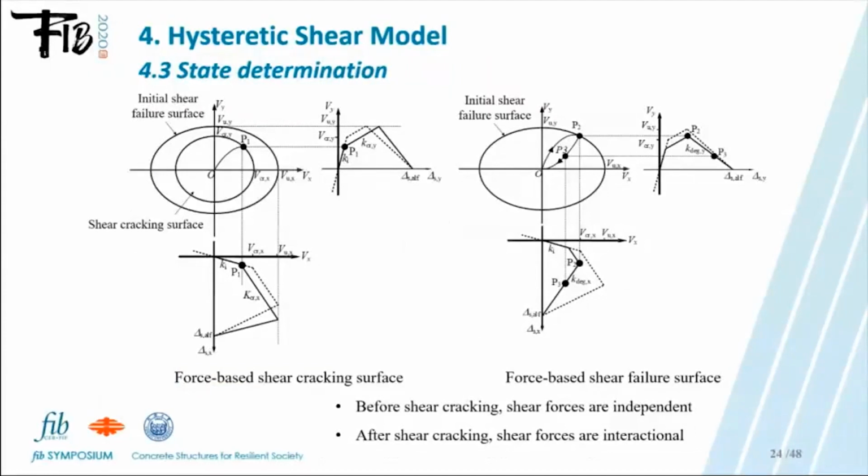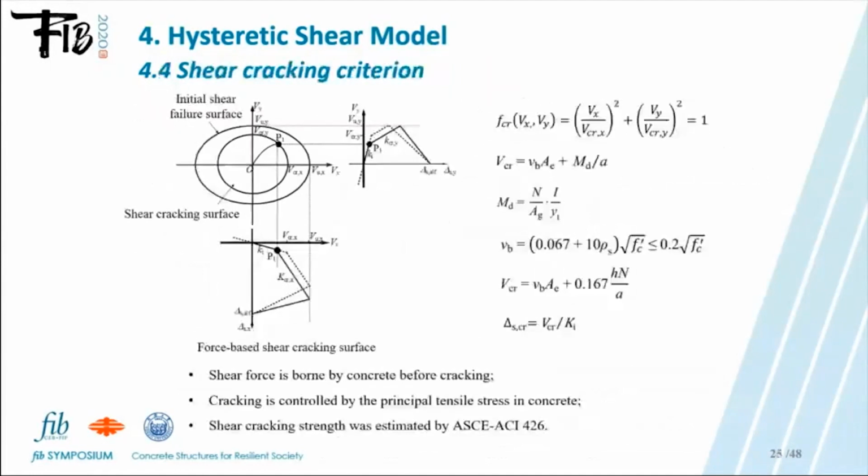Shear cracking surface at the initial shear failure surface was defined in the 2D shear force space. The calculated shear stiffness was changed only when the loading point intersects with the assumed shear cracking surface or shear failure surface. Before shear cracking, an RC column can be thought of as a homogeneous elastic material made of concrete only.